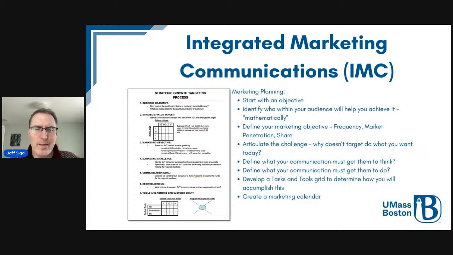Most common in packaged goods, with brands that are well known and have been around for a while, the most common is frequency, because most often what you're trying to do is just figure out, how do I get people to buy one more time.